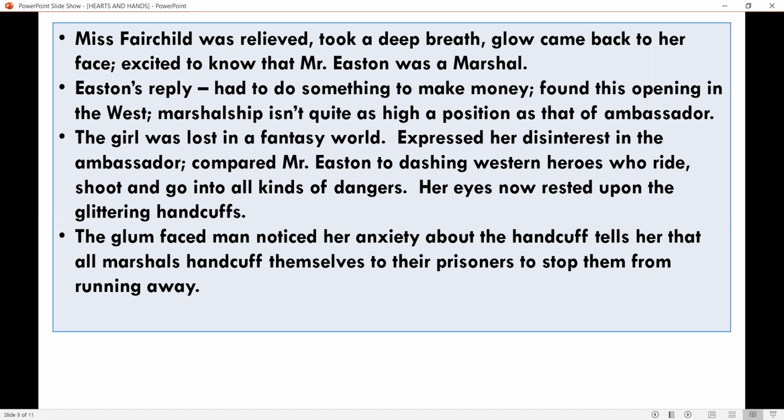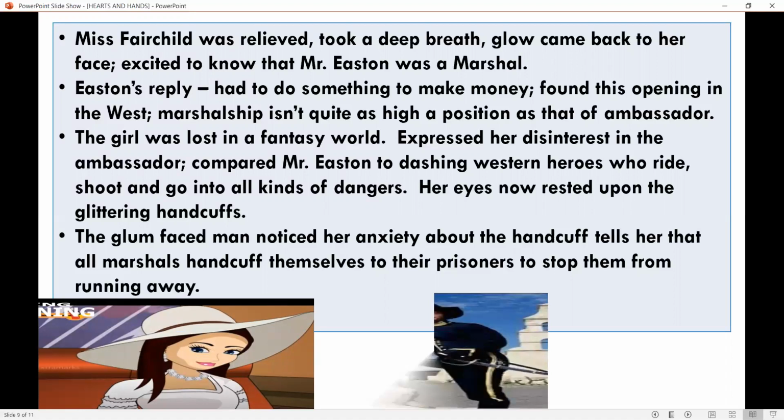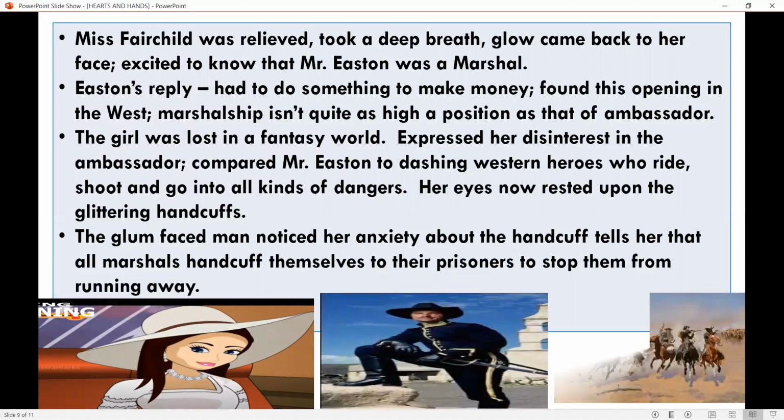"The ambassador," said the girl warmly, "doesn't call any more. He needn't ever have done so. You ought to know that. And so now you are one of these dashing Western heroes, and you ride and shoot and go into all kinds of dangers. That's different from the Washington life. You have been missed from the old crowd." Okay. So what does she say here? The ambassador doesn't visit me anymore. He's not interested. I hope you know that, right?